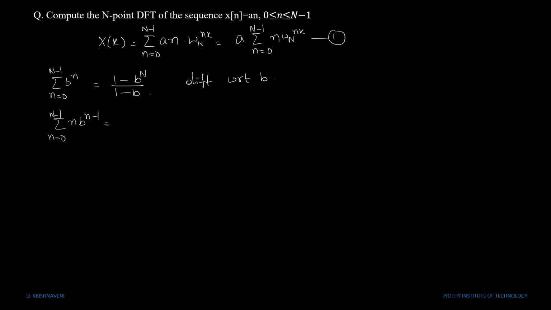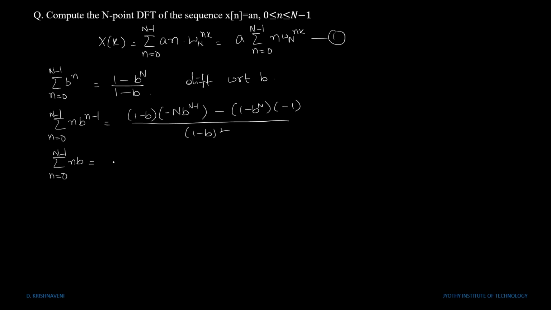And here I will have to apply the u by v rule. So v into differentiation of u minus u into differentiation of v by v square. And b to the power of n minus 1, I can write it as b to the power of n by b, so that b, which is dividing this side, if it goes, it multiplies. So we will get summation n is equal to 0 to N minus 1 n b to the power of n is equal to b into, now this I will expand, I will get minus N b to the power of N minus 1. This will be plus n into b to the power of n, minus into minus plus, so plus 1 minus b to the power of N by 1 minus b whole square.